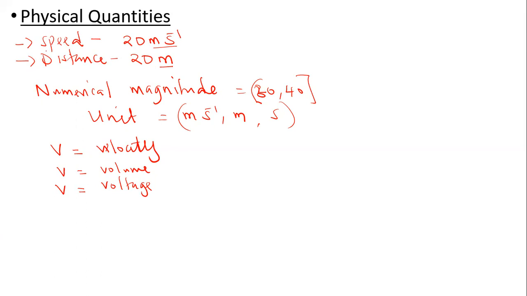For example, velocity is completely different from volume, and they have different SI units, or different measurement units. Volume has a different unit from velocity, and voltage also has a different unit from velocity. Velocity is measured in meters per second, volume is measured in cubic meters, and voltage is measured in volts. So we know the various units in which they are measured. Each and every physical quantity has its own representation.